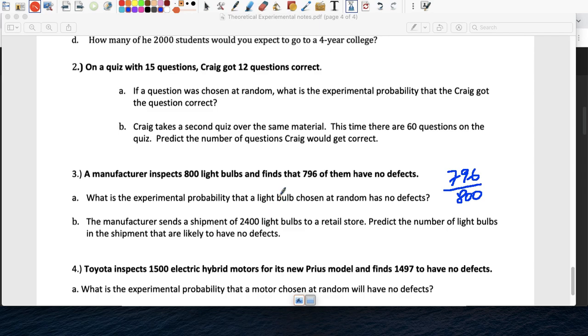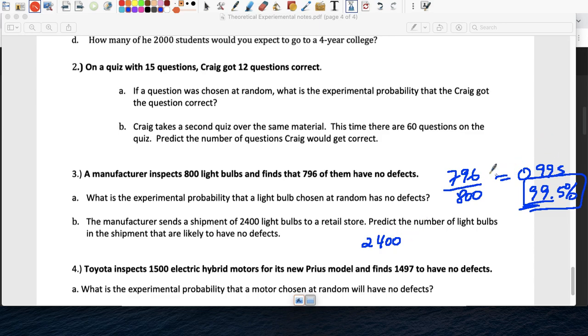If the manufacturer sends a shipment of 2,400 light bulbs, how many of those would not have any defects? So if you take 796 and divide it by 800, it's telling you 0.995, so 99.5% of our light bulbs had no defects. So out of the 2,400, we're also going to expect that 99.5% of those light bulbs have no defects.